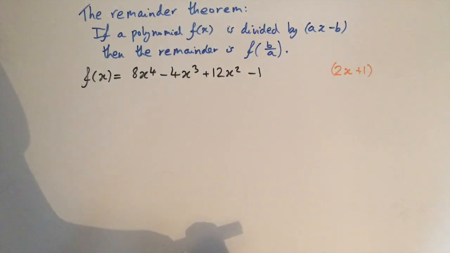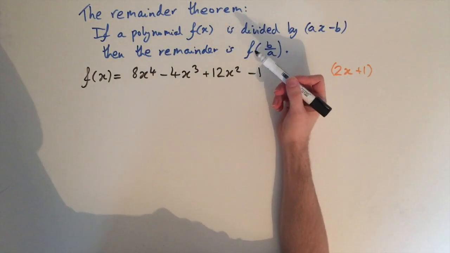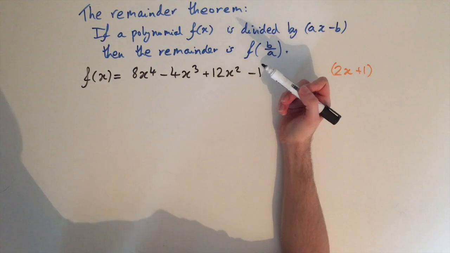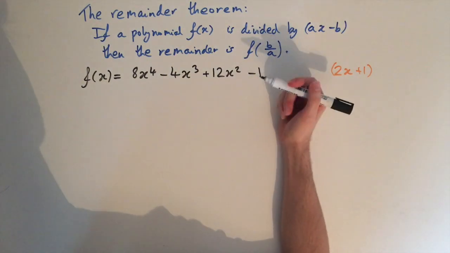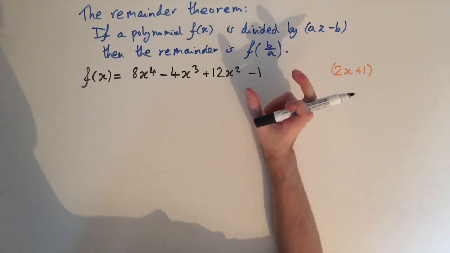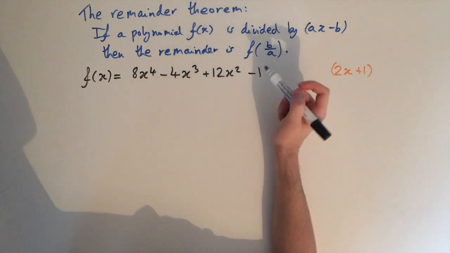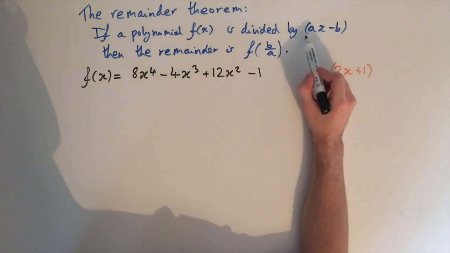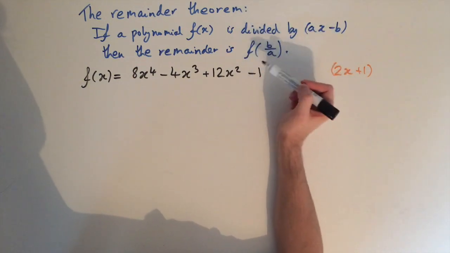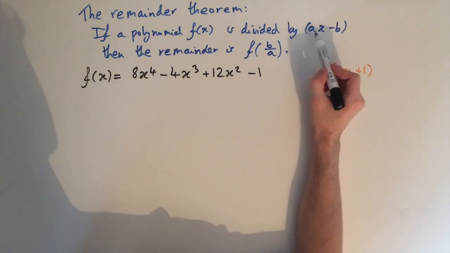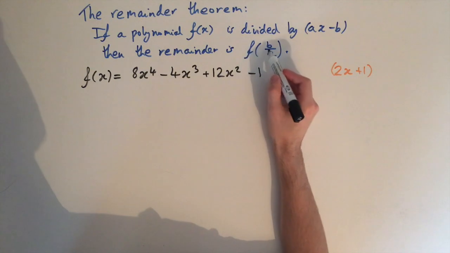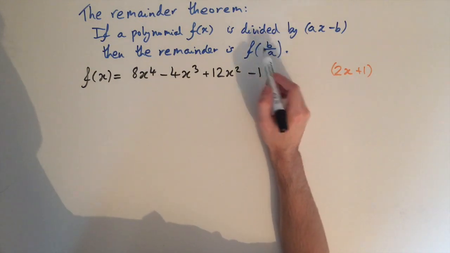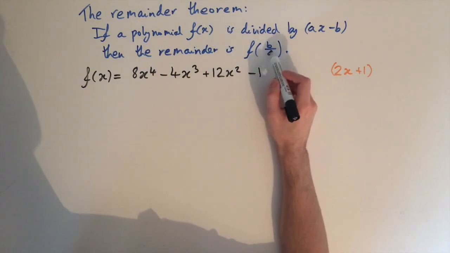Okay, so now we're on to the remainder theorem. Now remember that the factor theorem told us that if the remainder was 0, then it told us what a factor was. This is kind of a converse because it tells us if we divide a polynomial by a linear factor, what the remainder is going to be. So if we divide by ax minus b, the remainder is going to be what the number is when we evaluate the polynomial at b divided by a.